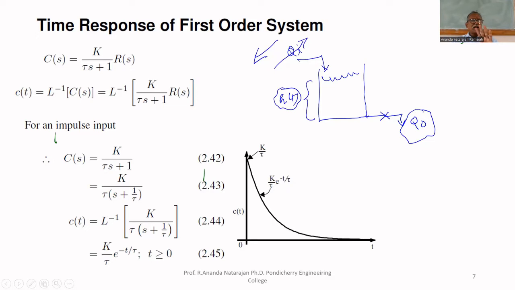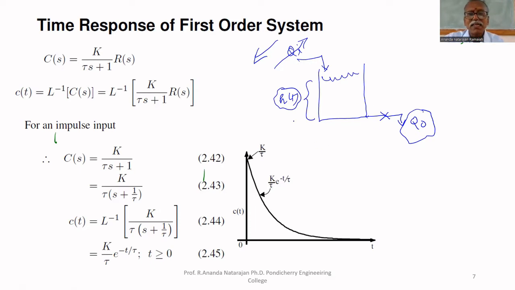Like how we control the speed of the car, we look at the speedometer. If speed increases, we decrease the input. If speed decreases, we increase the input. Like that, if level decreases, we increase the input. If level increases, we decrease the input. That way we can control the level.